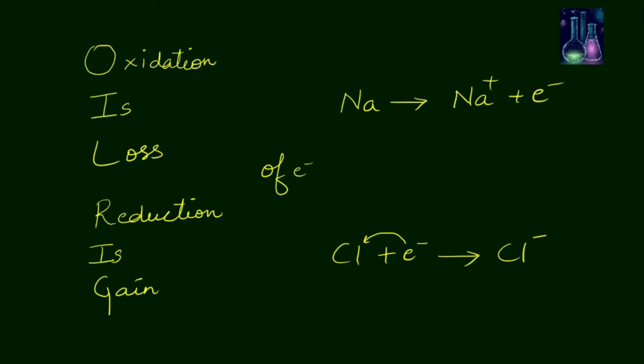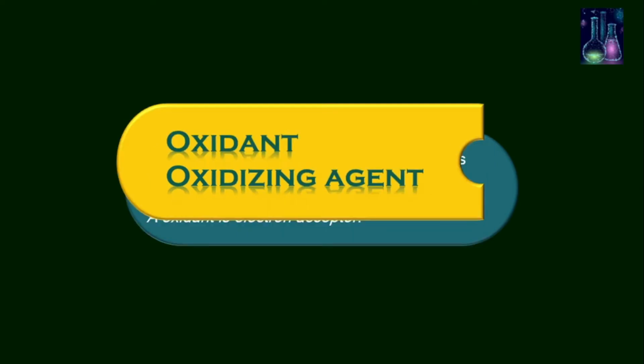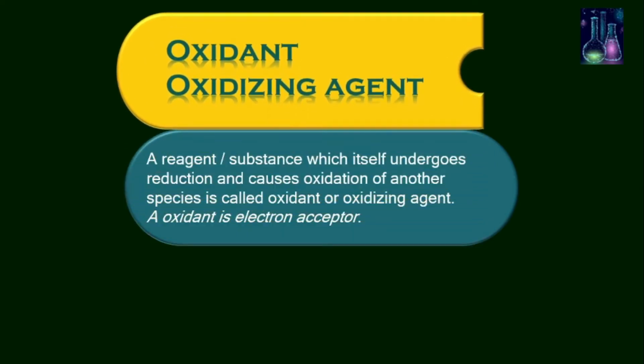Now let's move on to our next topic, that is oxidant and reductant. What do you mean by oxidant or an oxidizing agent? Oxidant or an oxidizing agent is a substance which undergoes reduction and causes the oxidation of another species. Basically, they are electron acceptors.